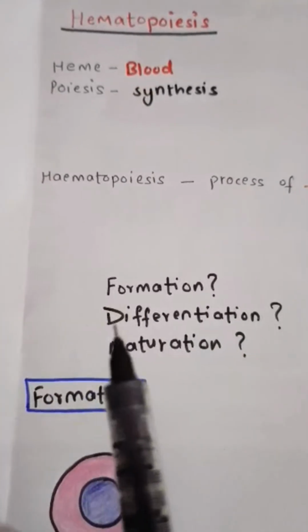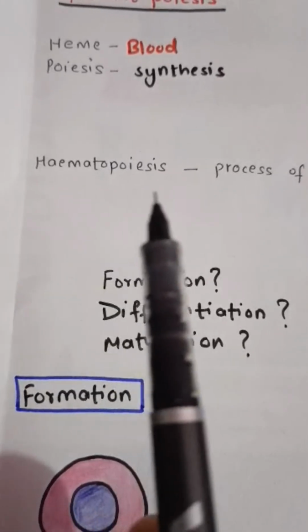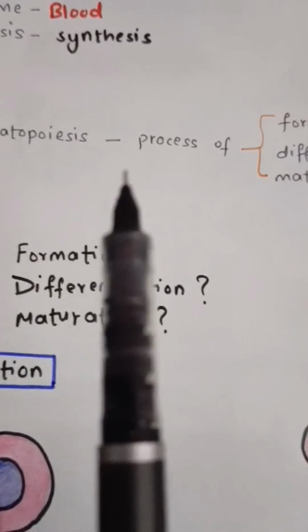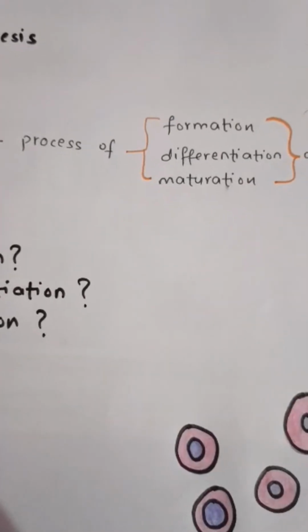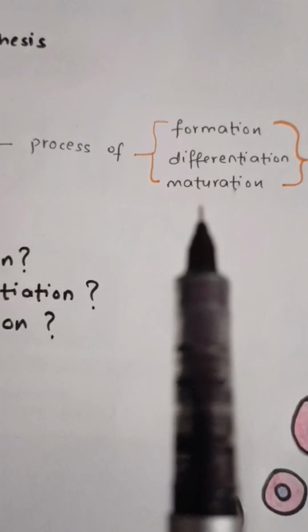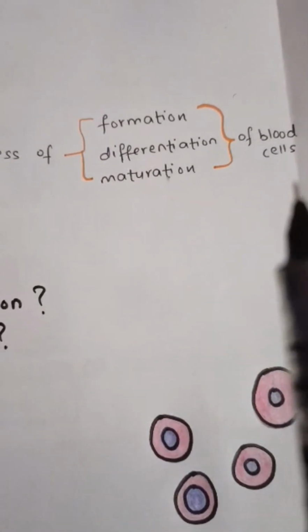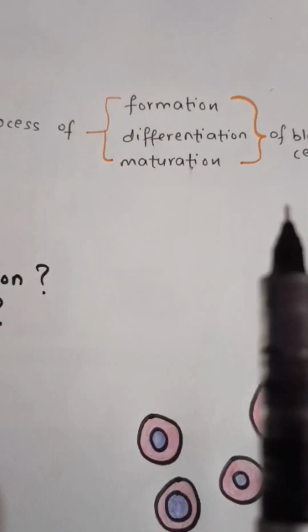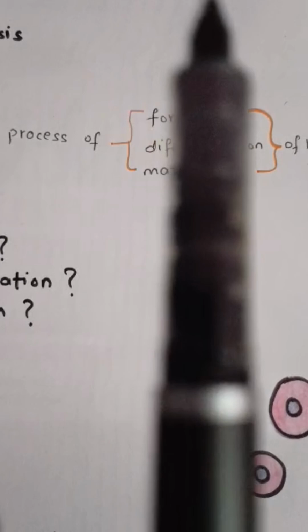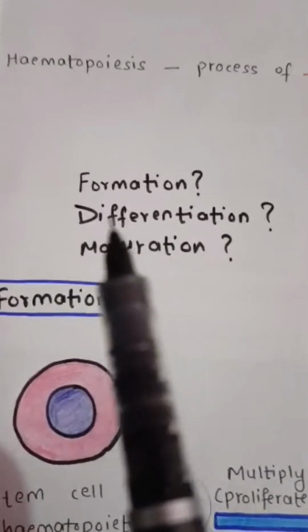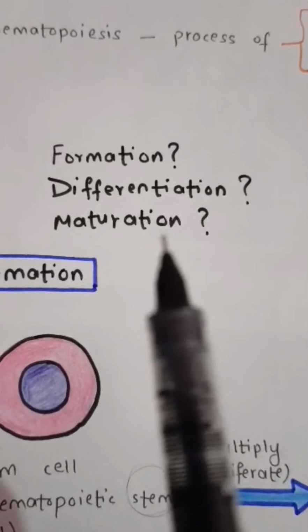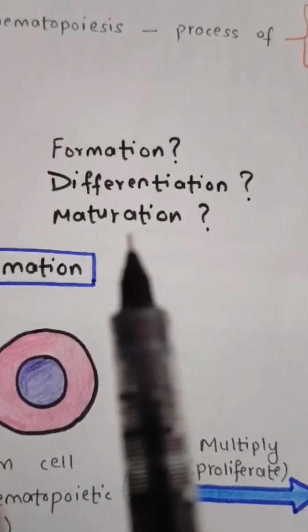Let's break it down into different terms. To define hematopoiesis, we can define it as the process of formation, differentiation, and maturation of blood cells. Let's be very clear. Formation, differentiation, and maturation of blood cells. So now, what are these terms? What is formation? What is differentiation? And what is maturation? Let's study this one by one.